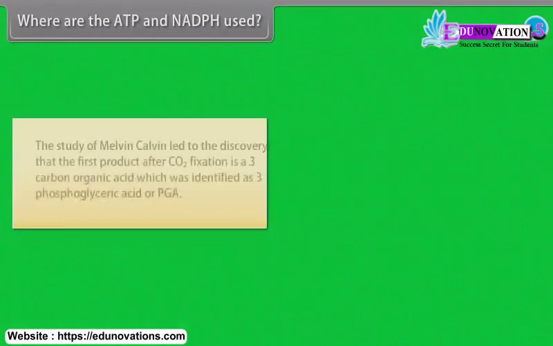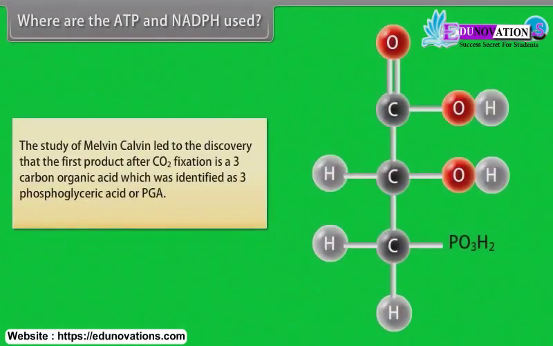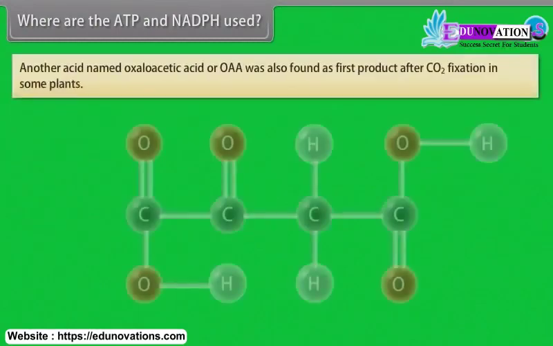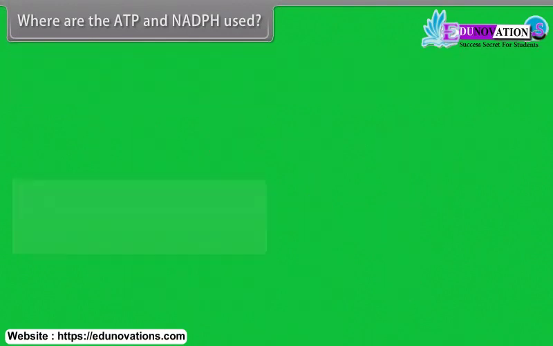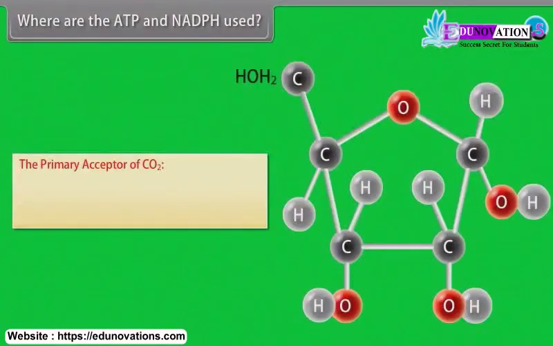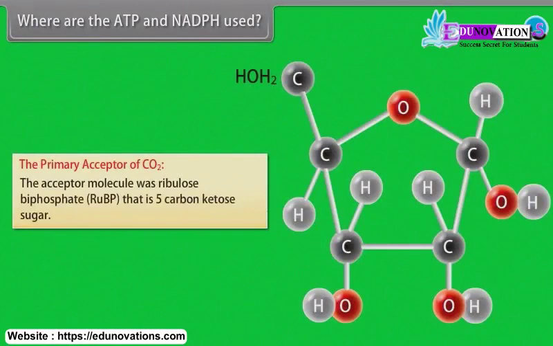The study of Melvin Calvin led to the discovery that the first product after carbon dioxide fixation is a 3-carbon organic acid, which was identified as 3-phosphoglyceric acid or PGA. Another acid named oxaloacetic acid or OAA was also found as the first product after carbon dioxide fixation in some plants. The primary acceptor of CO2. The acceptor molecule was ribulose bisphosphate, RuBP, that is a 5-carbon ketose sugar.